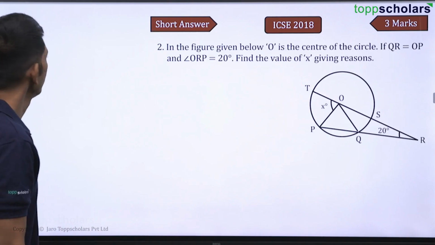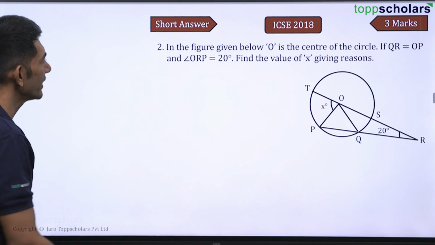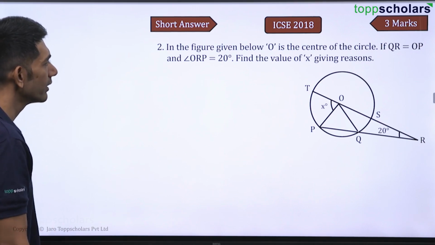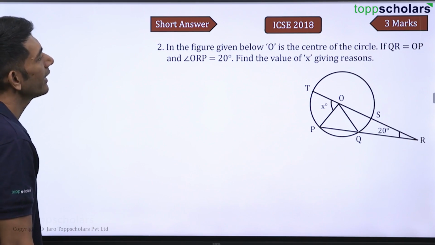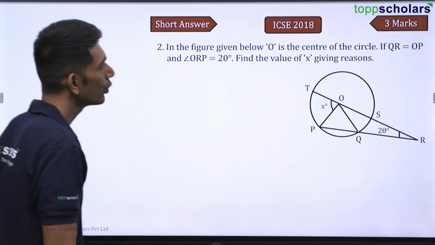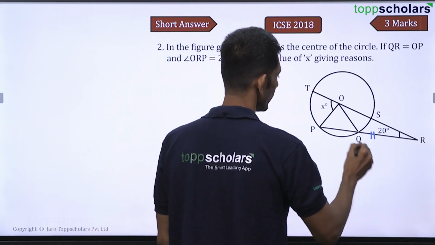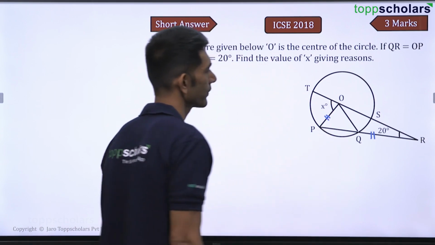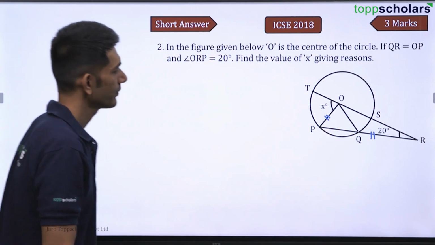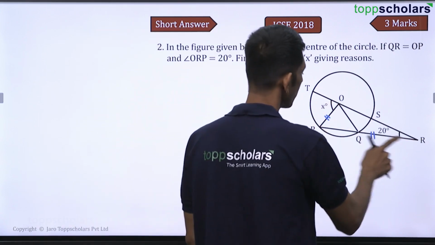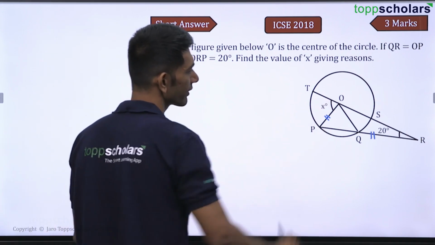Okay. Now this is a 3-mark question. This was asked in year 2018. Now let's try to understand the question. In the given figure, O is the center of the circle and QR is equal to OP. Where is QR? QR is here. Where is OP? OP is here. Okay, they are equal. And angle ORP is 20 degrees. Okay, we are supposed to find out the value of X.